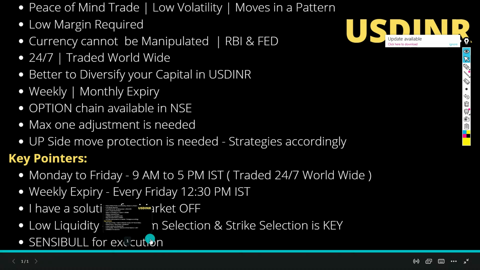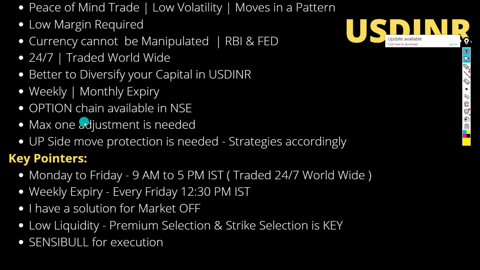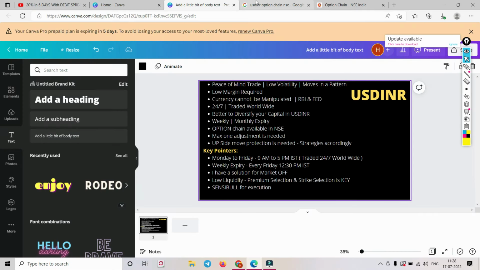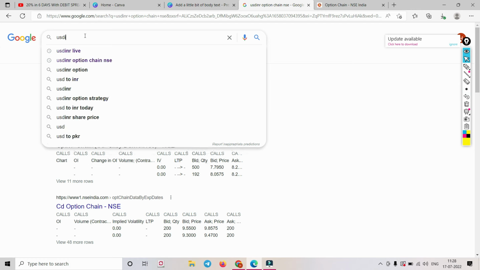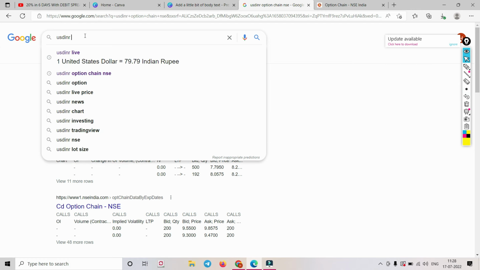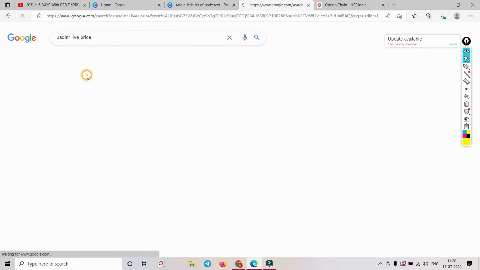Now, a few of the key pointers I want to say. I said this one moves in a pattern, so I'll explain what this means. You have to go here and search USDINR live price. Okay, live chart, or call it live price.